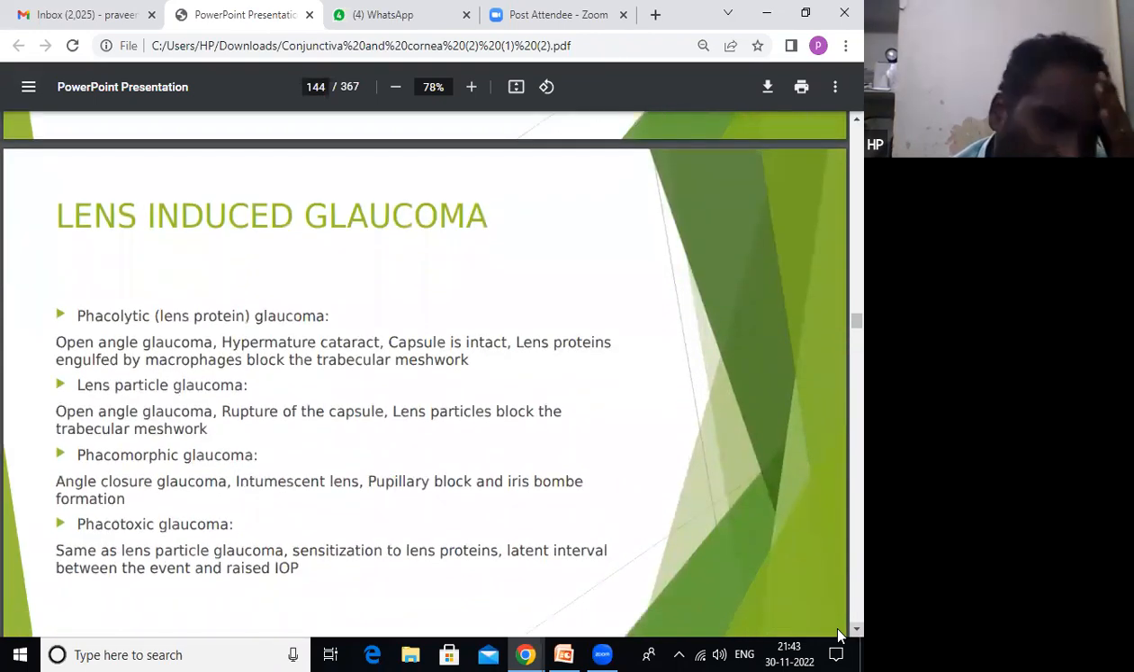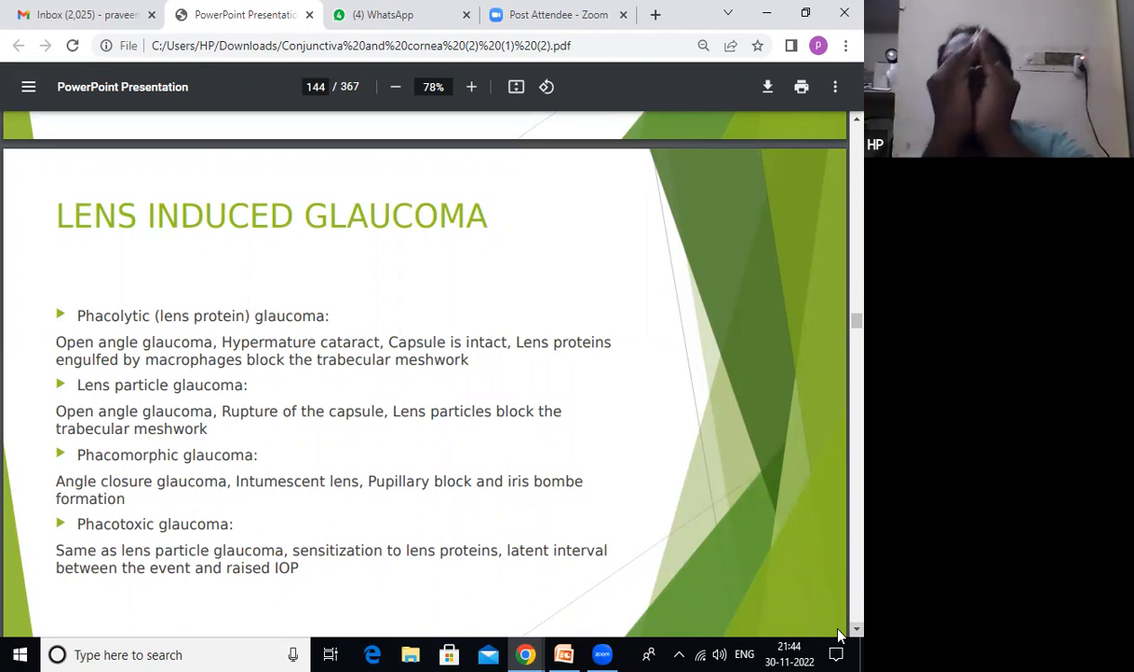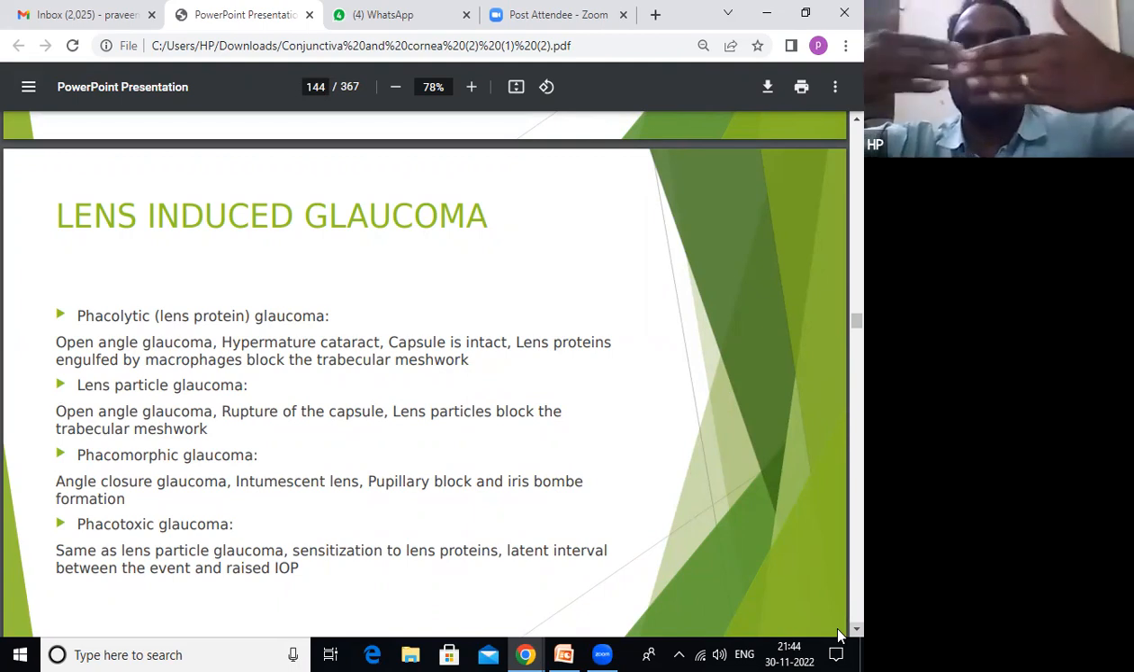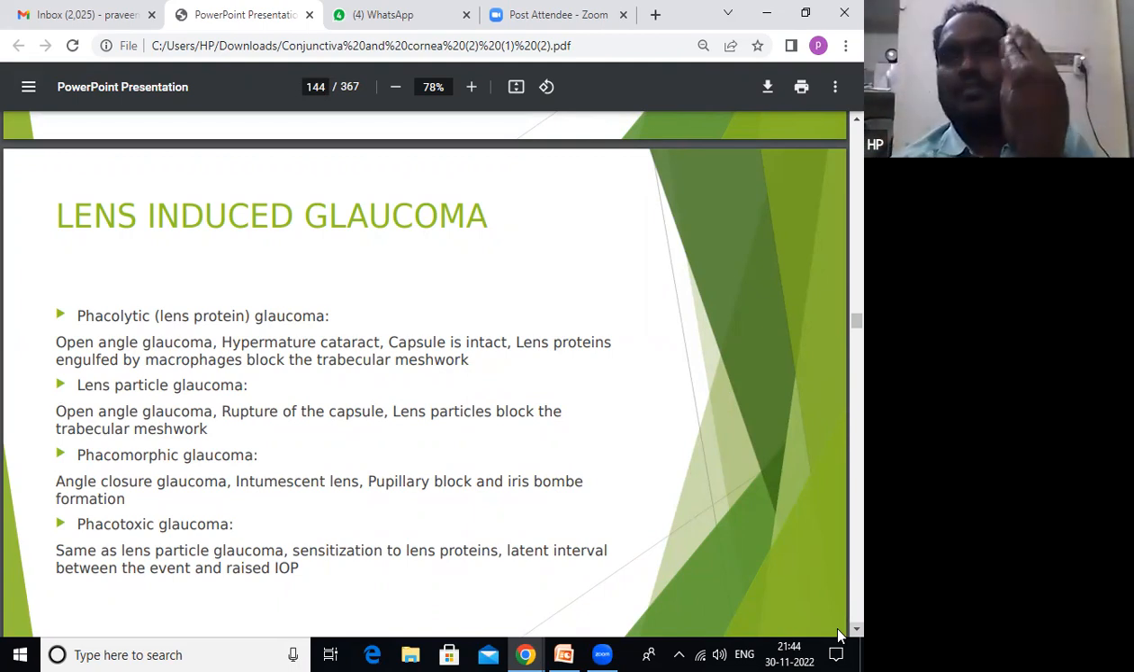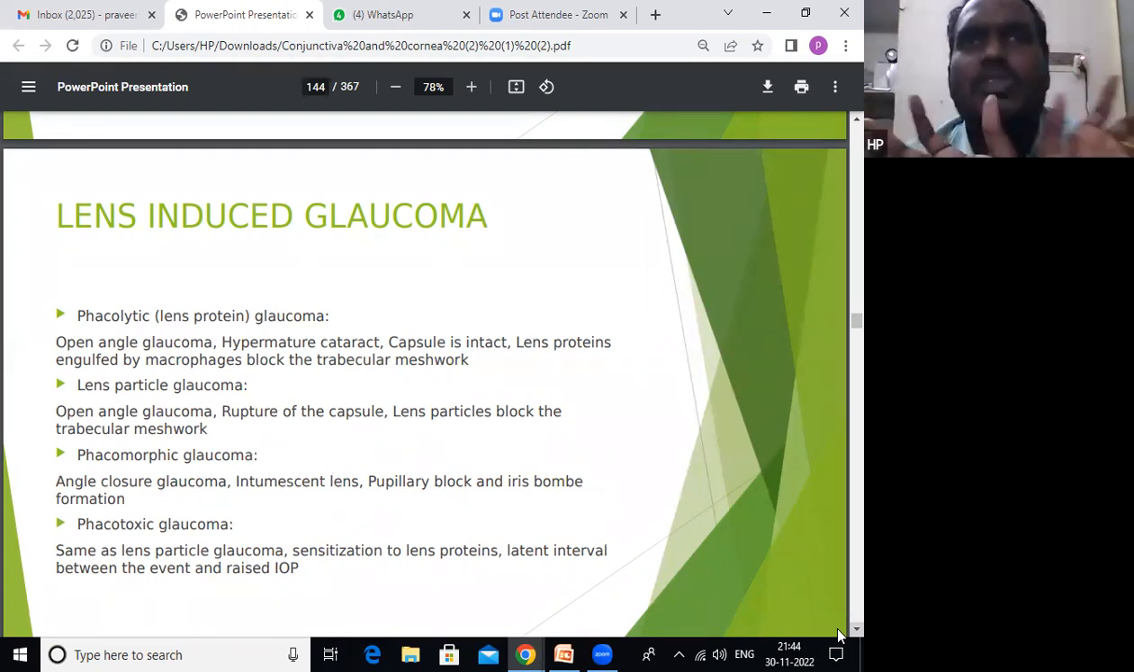Then see, this slide again is a little confusing topic. This is lens-induced glaucomas. I'll just make it clear for you. Whenever there is a natural lens, a lens which swells up suddenly. So this is the iris, you have an iris like this. Then there's a pupil, and you have a lens beneath. This is a normal lens like this. Suppose it suddenly swells up.